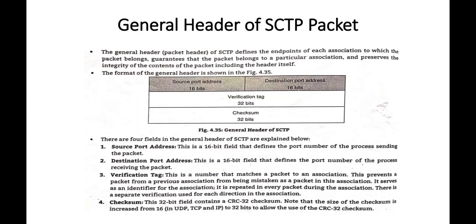Okay, so the general header is the packet header. The packet header of SCTP defines the endpoints of the association to which the packet belongs, guarantees that the packet belongs to a particular association, and preserves the integrity of the contents of the packet, including the header itself. So the general header, just like the IP and TCP headers, is nothing but the envelope.